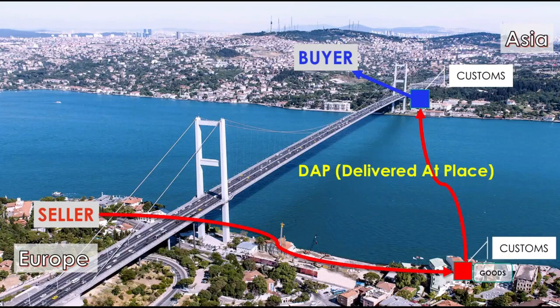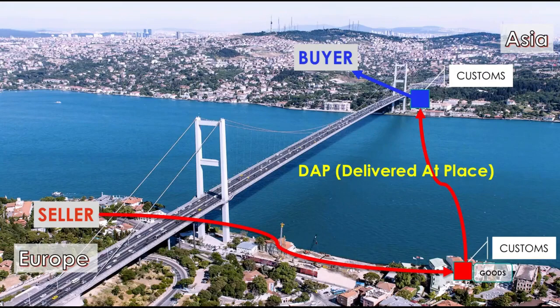DAP, delivered at place. As you can see in this term, the seller has to transport the goods from its own premises to the customs. Then the customs formalities for the export process are on the seller. The seller has to cover those, and then again the seller has to ship the goods from the customs in the country of origin to the country of destination, ready to be unloaded. So unloading in the country of destination is at the buyer's risk and cost.